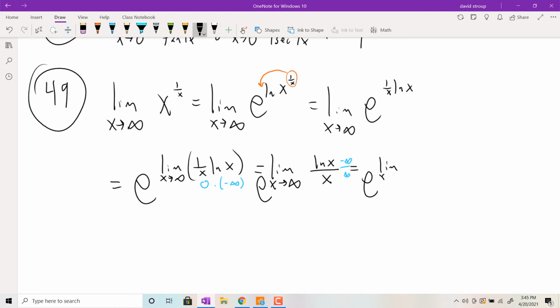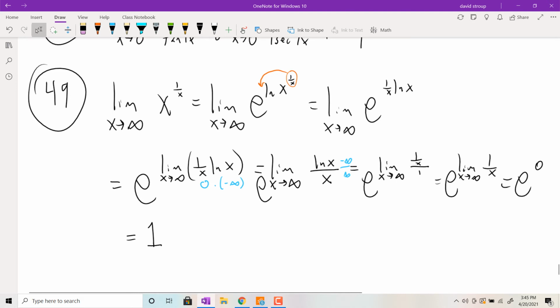So the derivative of ln of x is 1 over x. The derivative of x is just 1. Okay, so I have e to the limit as x goes to infinity of 1 over x. And that's 1 over infinity, so that's just 0. So you have e to the 0, which is 1.